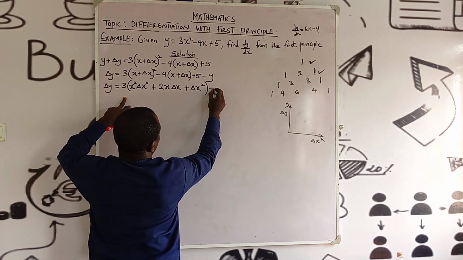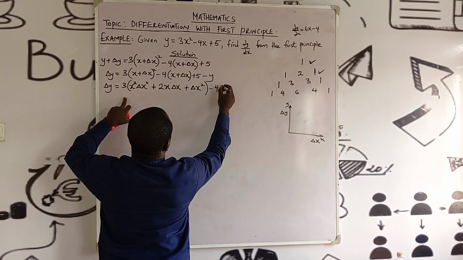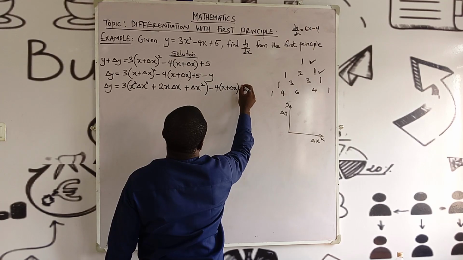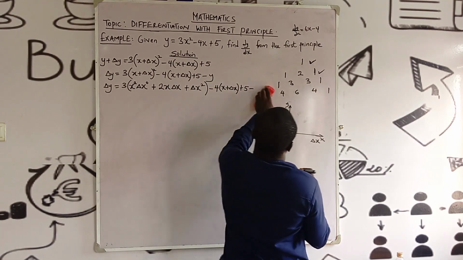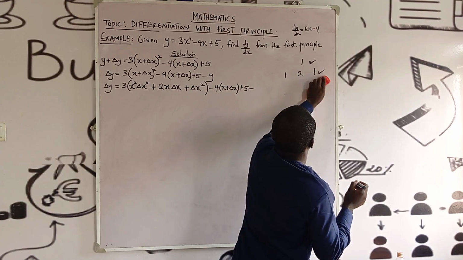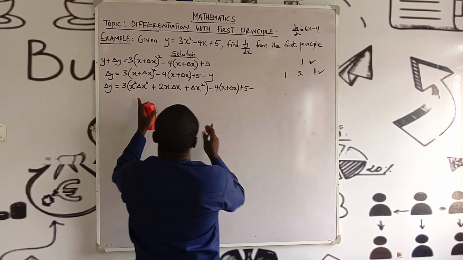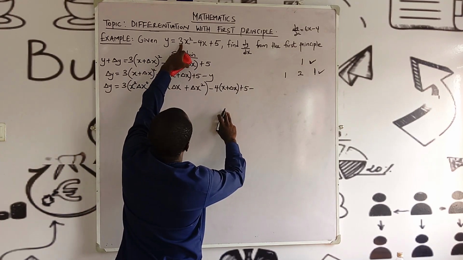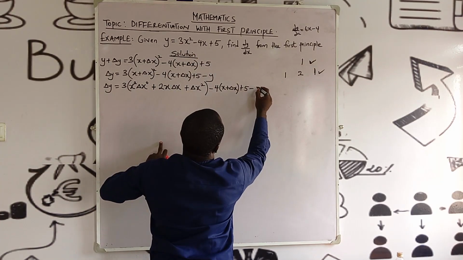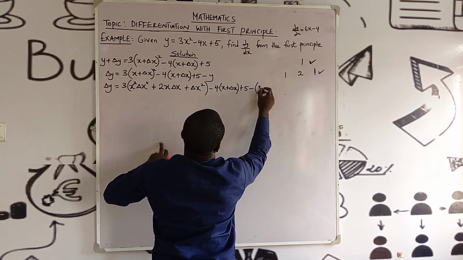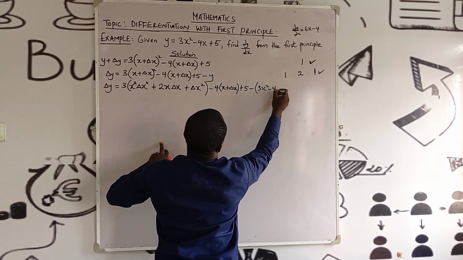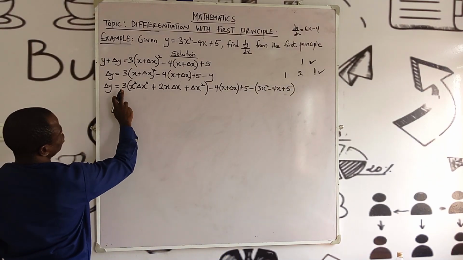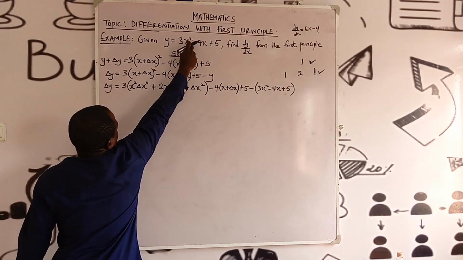Close the bracket. Minus 4 into x plus dx, plus 5, minus y. What you have at the right hand side is in terms of x. You now replace your y with what you have here, the expression for y, minus 3x squared minus 4x plus 5. Is that okay? Now let's use this 3 because it's common to x squared.